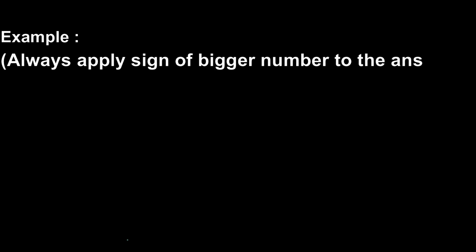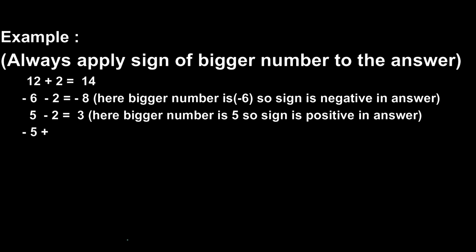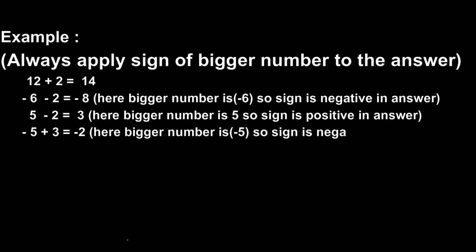Let's have a few more examples of the same. 12 plus 2 is equal to 14. Here both the integers are of positive sign. 12 is also a positive integer, 2 is also a positive integer. So that's why plus plus is equal to plus. Minus 6, minus 2. Minus minus is also to be added, but here the bigger number is minus 6, so the sign is negative in the answer.